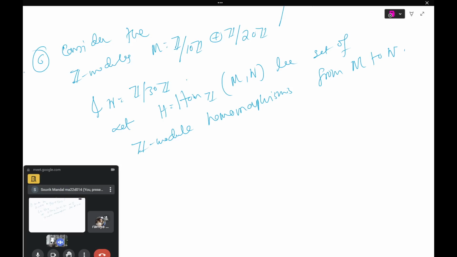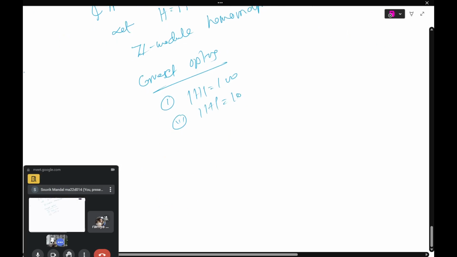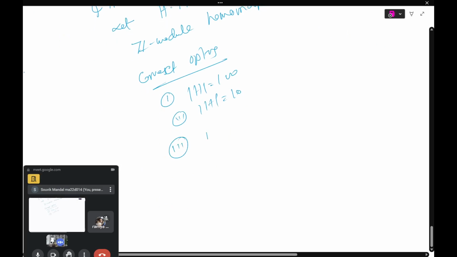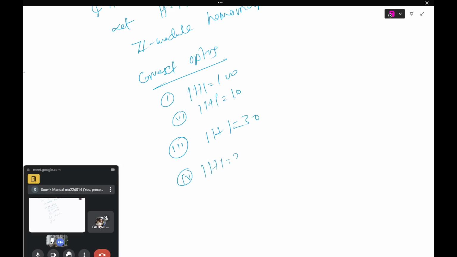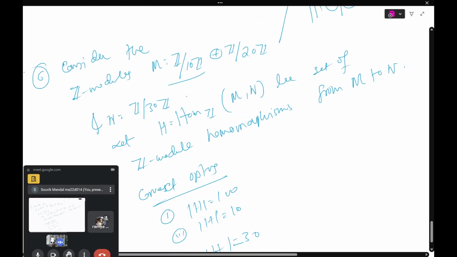Now question is that what are the correct options? First one, order of H is equal to 100. Second one, order of H is equal to 10. Third option is order of H is equal to 30. And fourth option is order of H is equal to 2. So the question is that M is given Z10 plus Z20 and N is Z30. Now we need to check how many elements are there in Hom. By the way, do you know what it means by Hom?